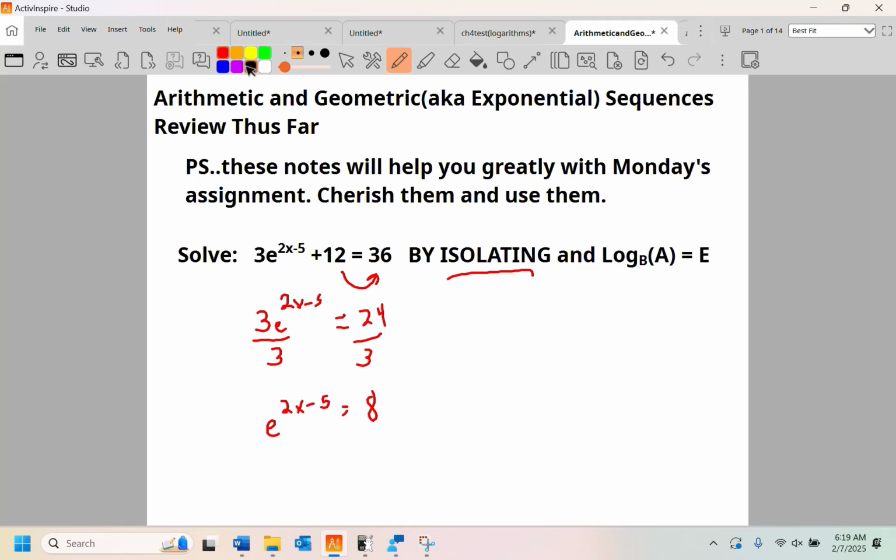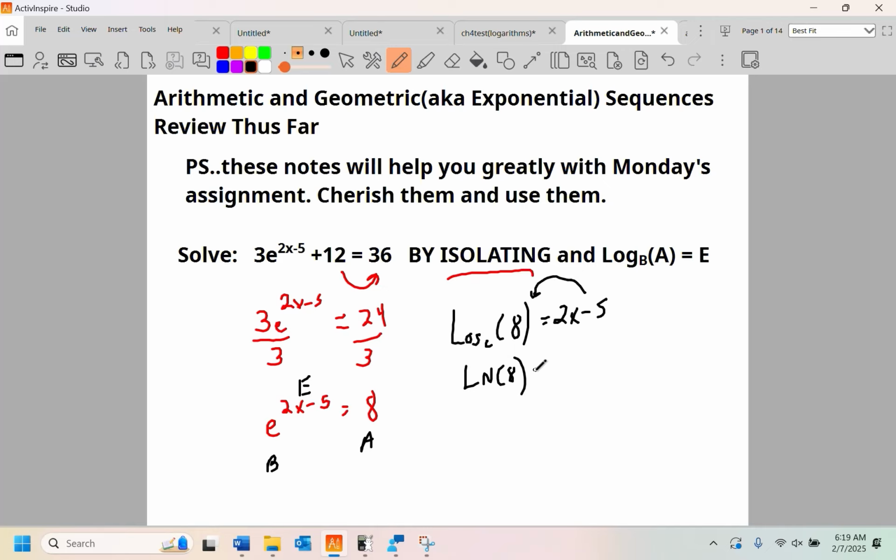And then we get to do log is bay. Base, exponent, because it's high and small, argument. So we are going to have ourselves a log base e. Its argument is 8, and it's going to equal 2x minus 5. Log base e is also known as the natural log. So the natural log of 8.